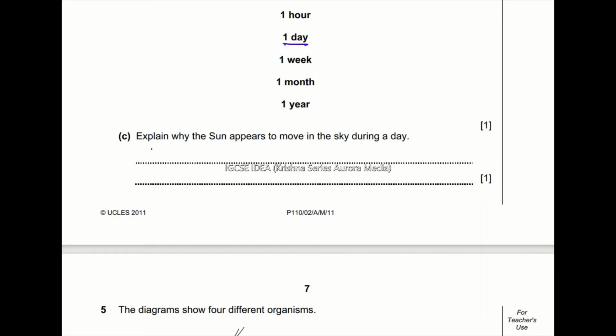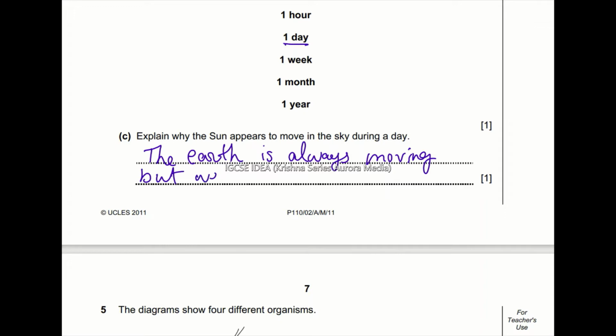Okay, the answer is the Earth is always moving, but we don't feel it. So we can see the sun moving.